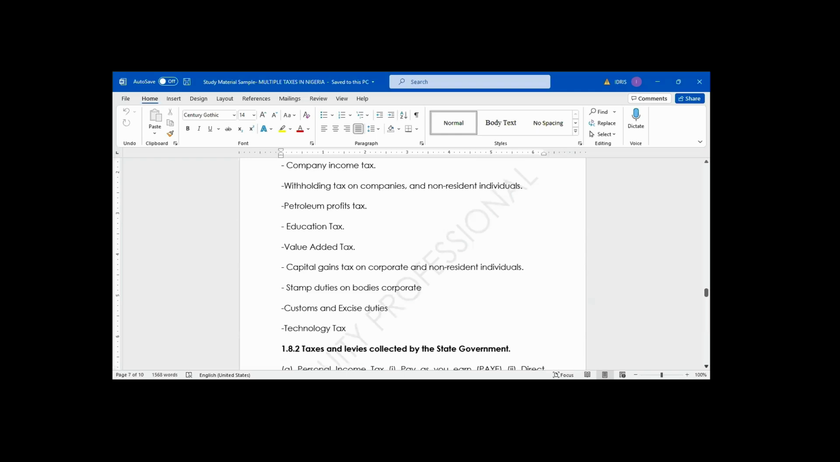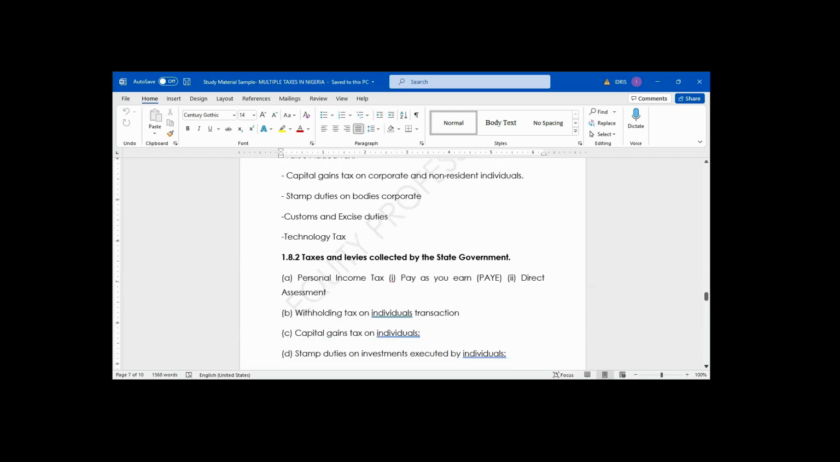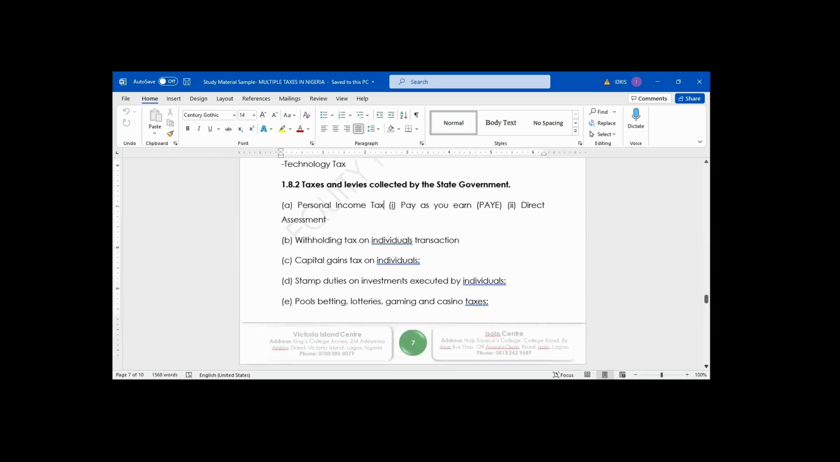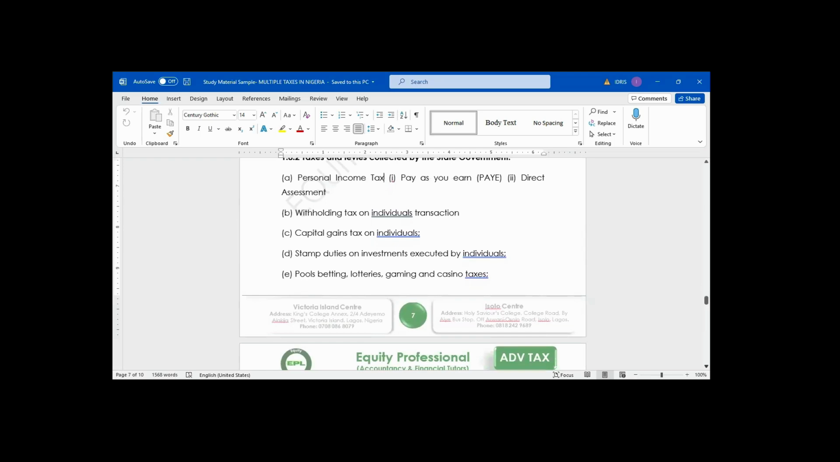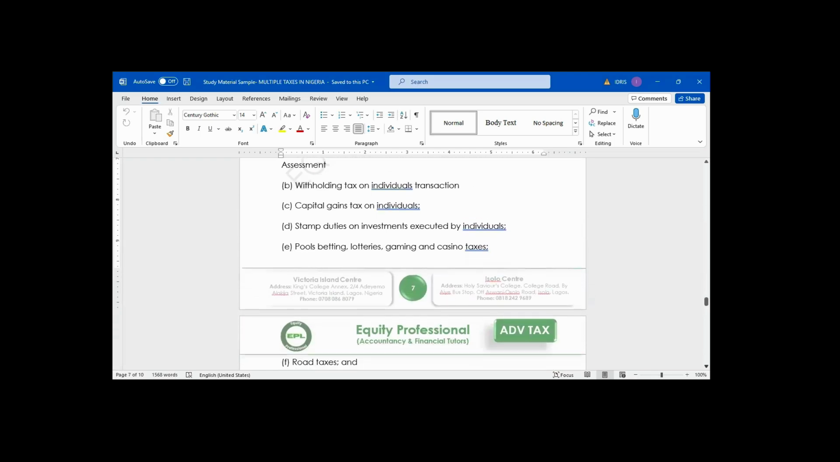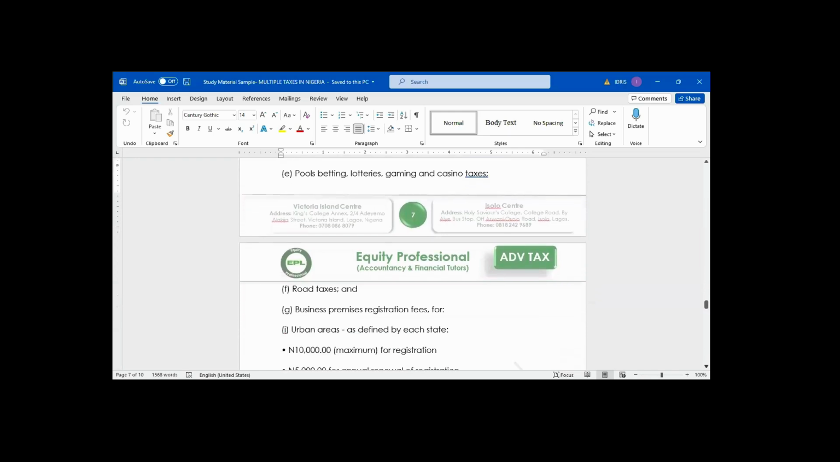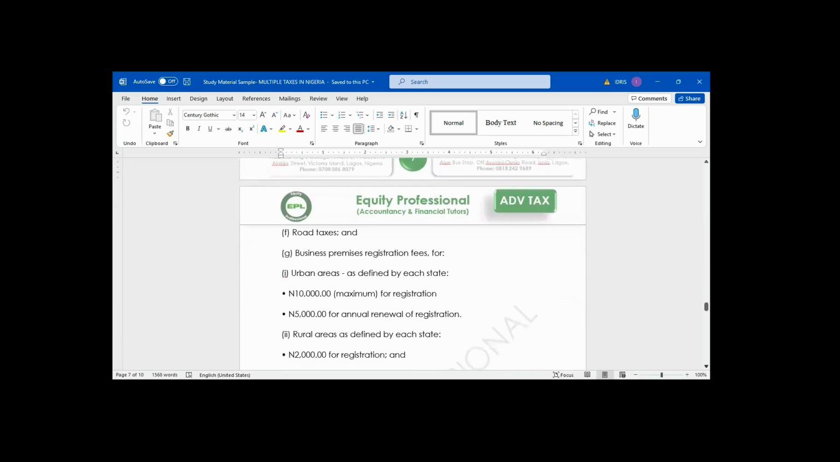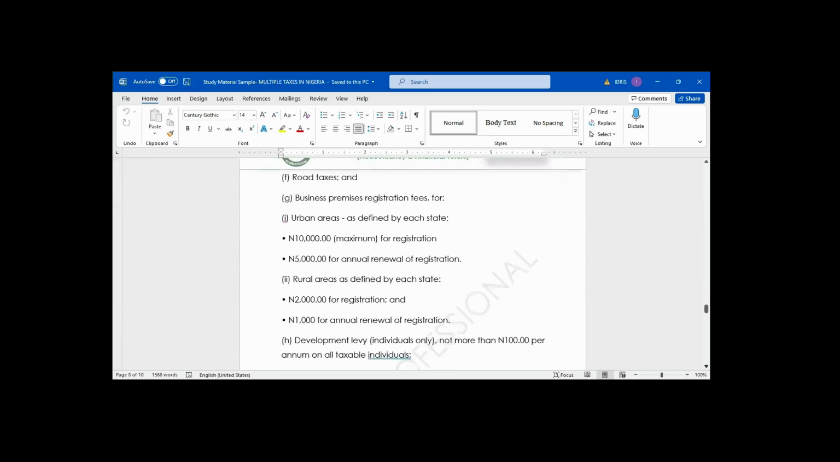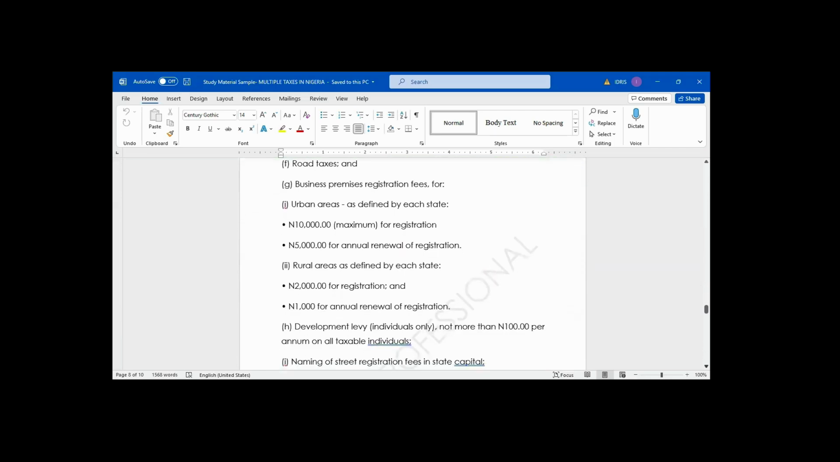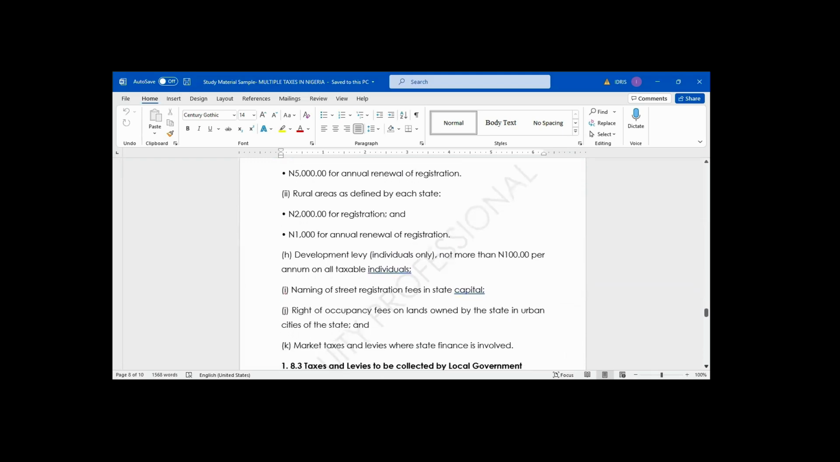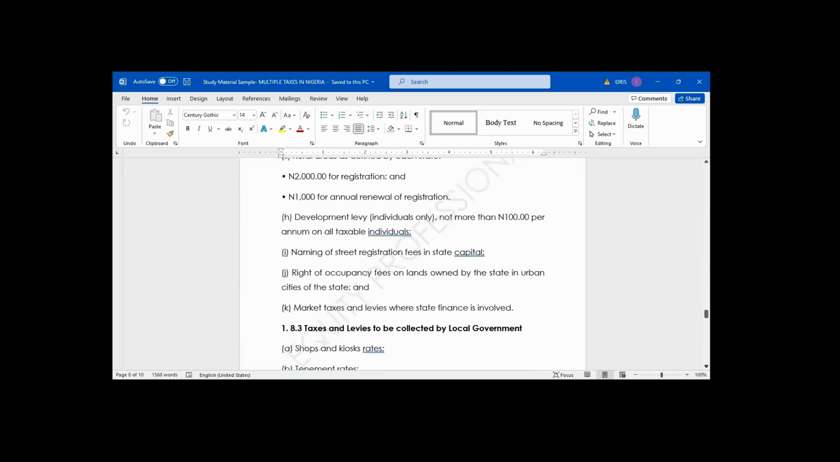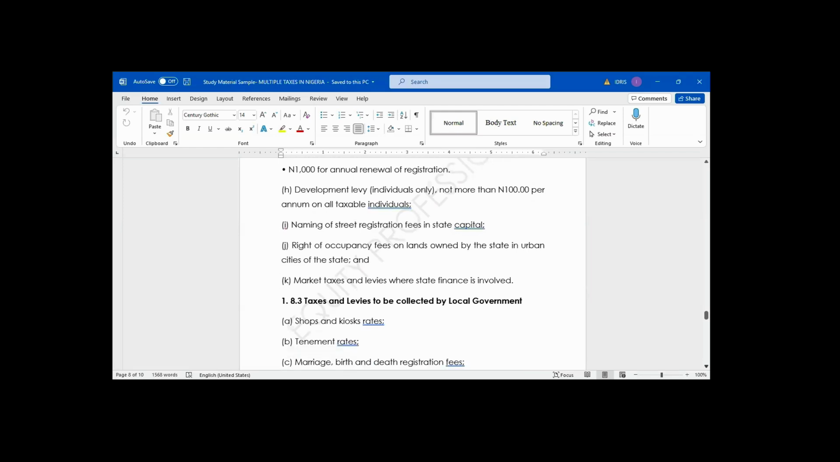So taxes and levies collected by state government. Personal income tax, withholding tax on individual transactions, capital gain tax on individuals. We have stamp duties on investment executed by individuals, road taxes, business premises is also collected by state government. Development levy is also collected by state government. Market taxes and levies are also collected by state government. Certificate of occupancy is also collected by state government.